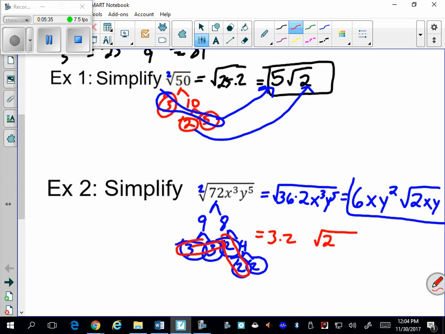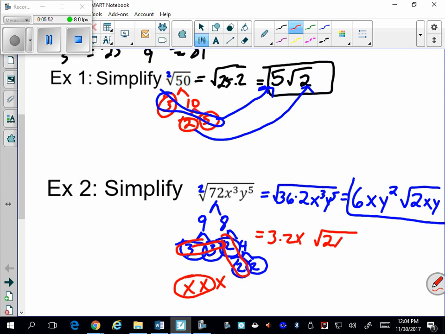Now, looking at your x's, there are 3 x's. And you need square root, so a pair of x's comes out. So that'll come on the outside. There's an x left over here, so that's on the inside.